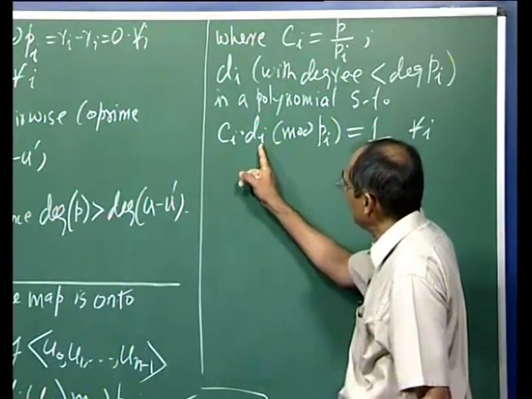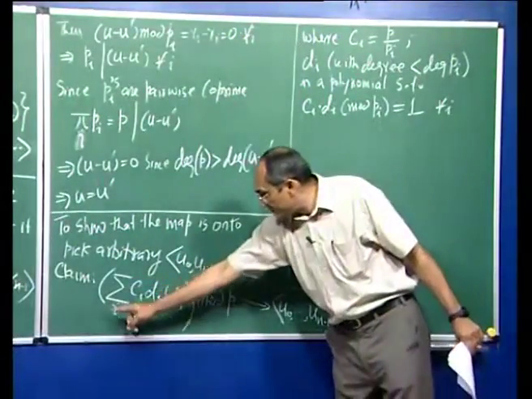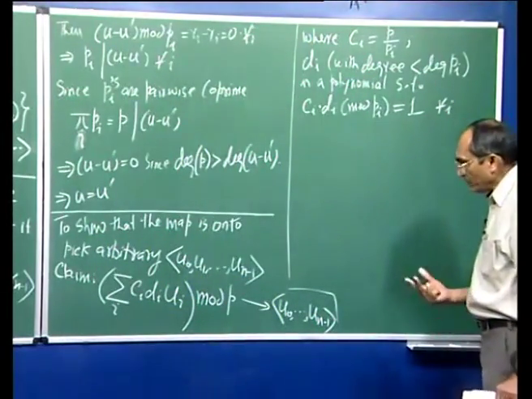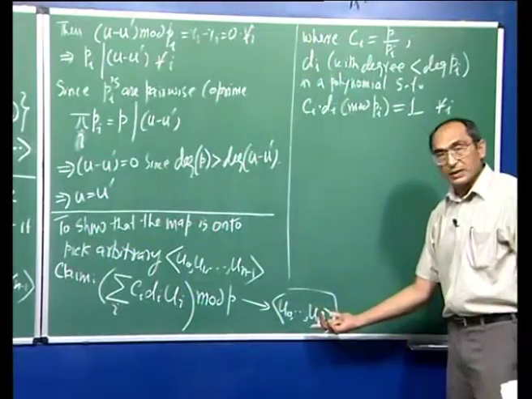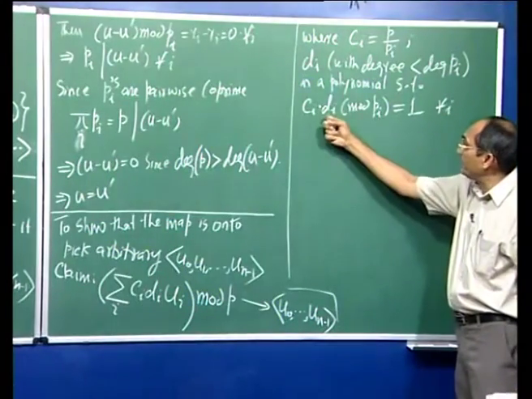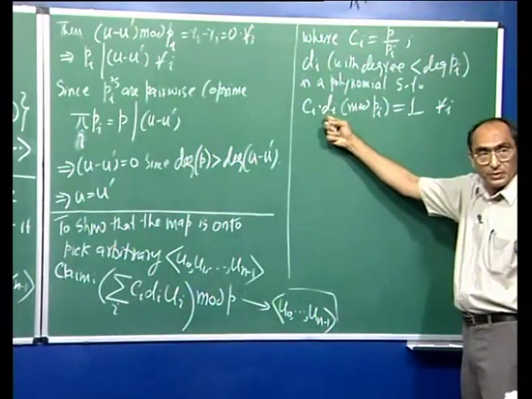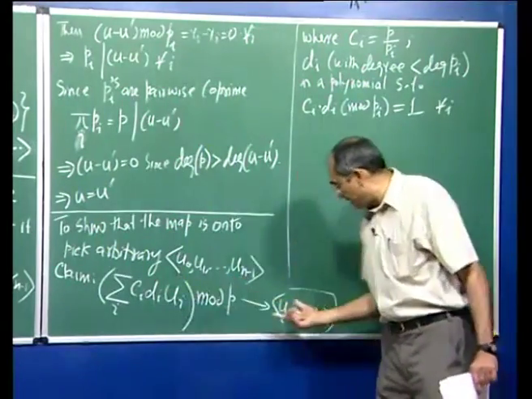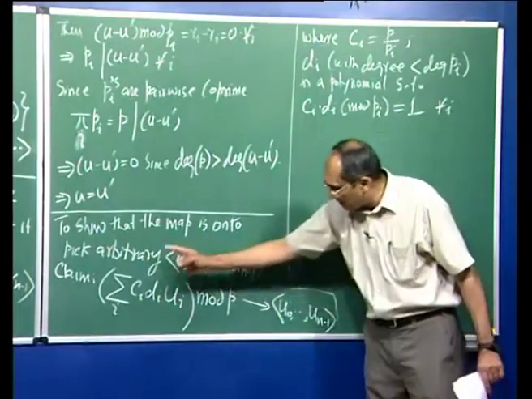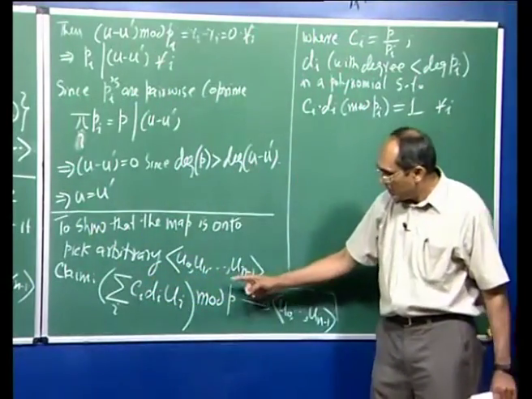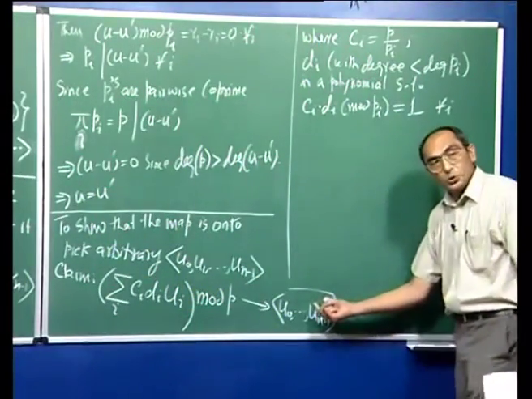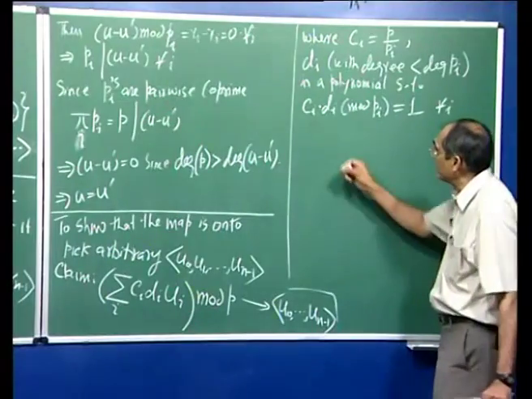If such a di exists, then this sum modulo p is a polynomial whose image is again this. Now, there are 2 points. Again we have to argue that di's exist, and 2, the image of this is indeed this. But the image of this is this simply means that when I compute modulo pi of this polynomial, I should get ui, then we are done. So let us first take that.